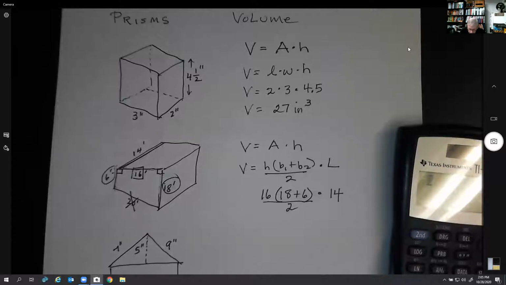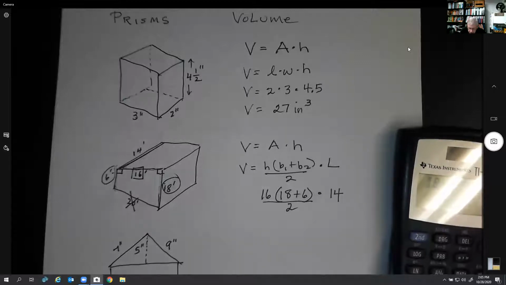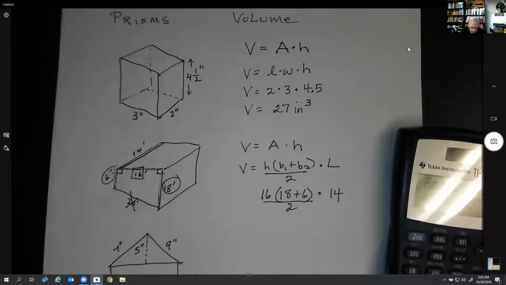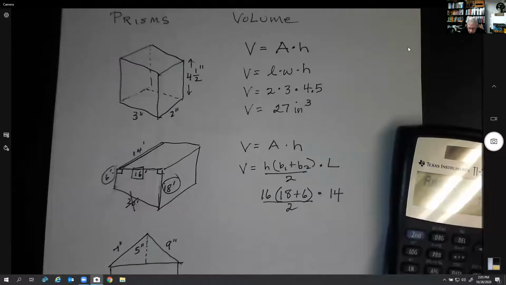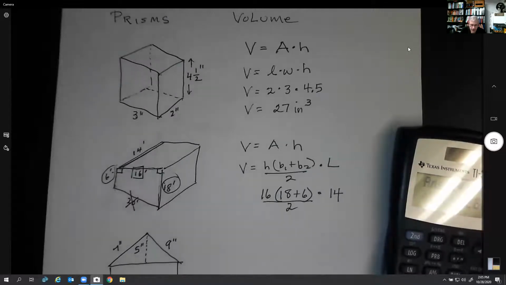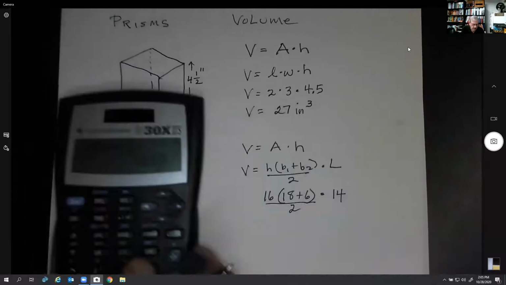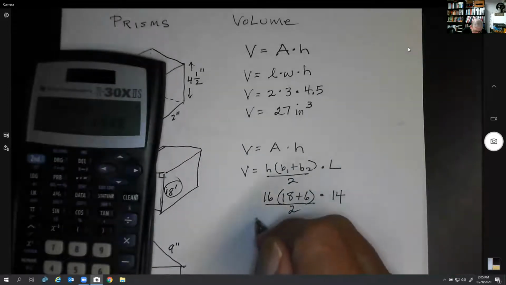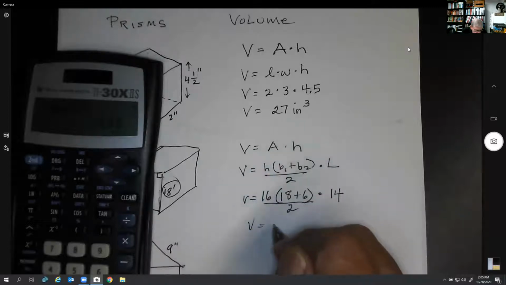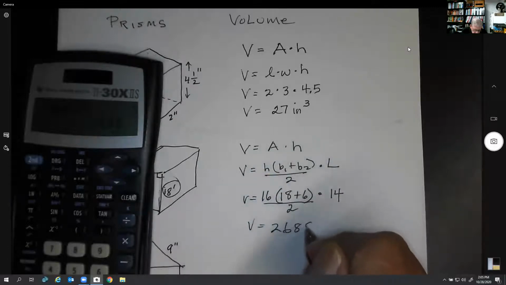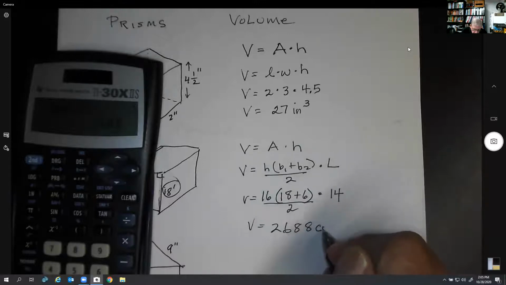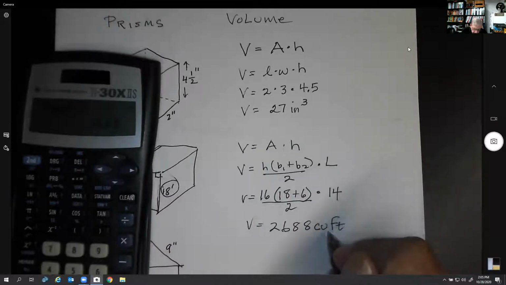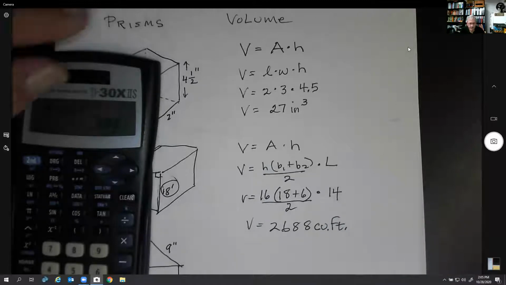And I kind of messed up here. Let me go again. 18 plus 6 equals, times 16 equals. Now we're going to divide by 2, equals. And then finally, we multiply that by 14, equals. And this should give us our answer. The volume is 2,688 cubic. And we could write it like that, feet. That's another way of writing it.